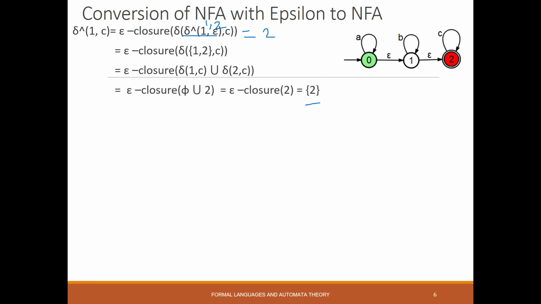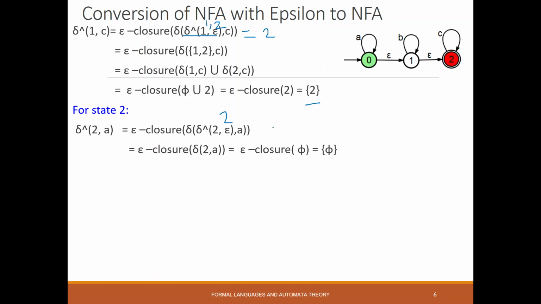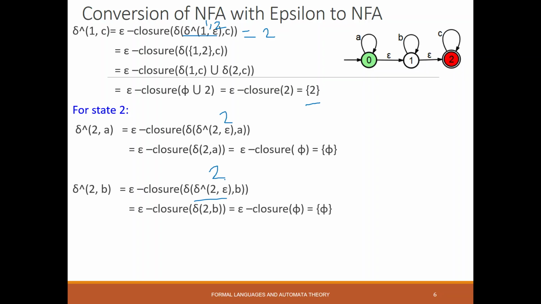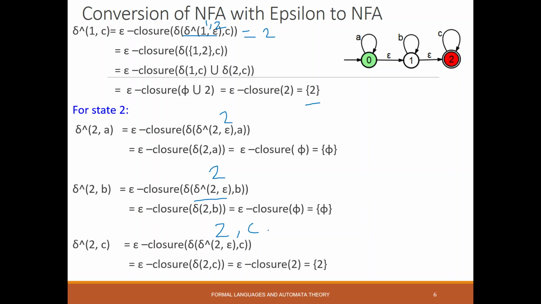Next we need to find for 2 comma a. 2 comma a means epsilon closure of 2 is 2. 2 comma a, there is no transition. So the answer for this will be null. And regarding this answer, epsilon closure of 2 is 2, so the answer will again be null. Next one is 2 comma c. 2 comma c means the answer is c. So epsilon closure of 2 is 2 again. So this is the answer.